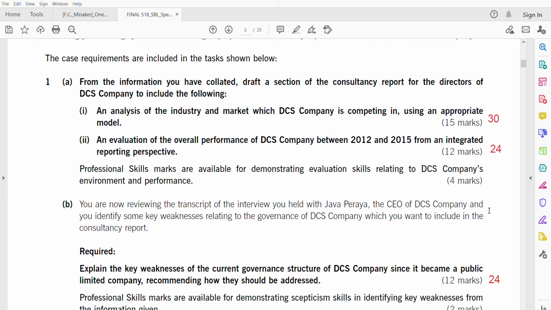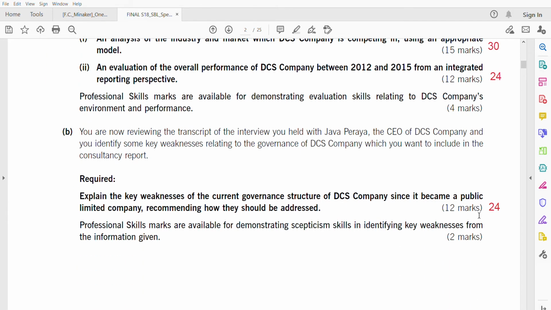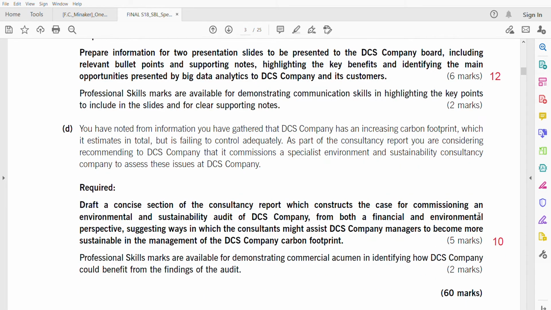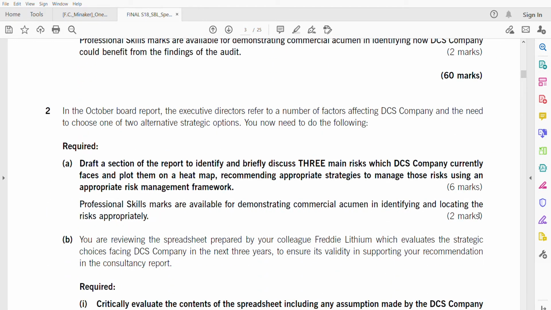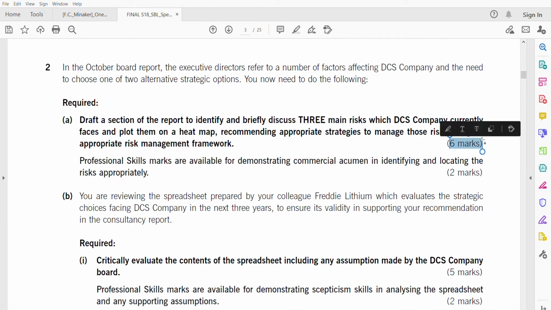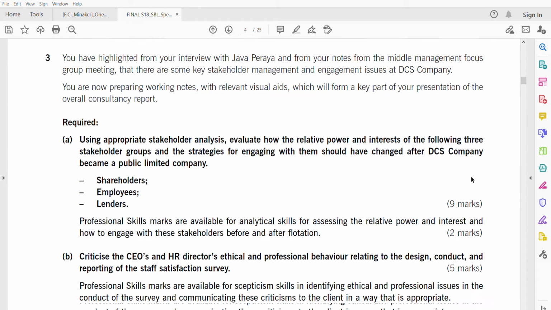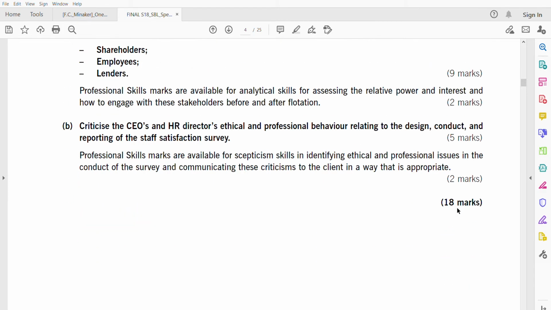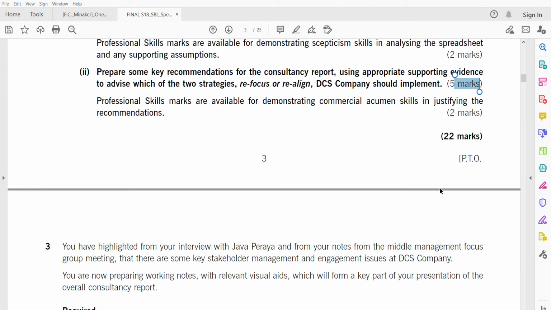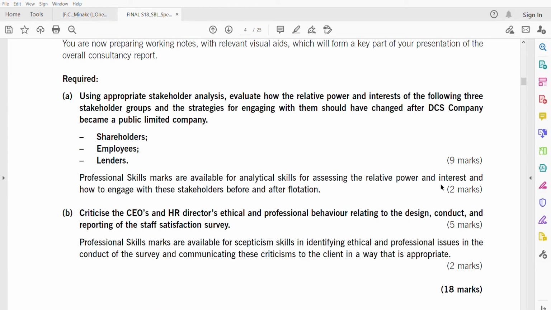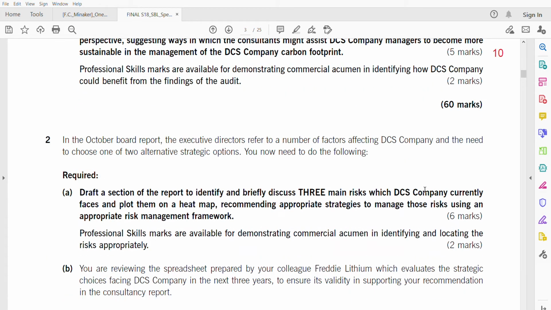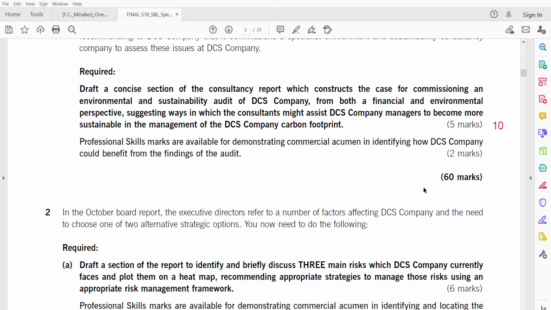And in this paper, if you see, I will just quickly go through requirement 1, 2 and 3. Most of the marks are in requirement 1. Just see 15 marks, 12 marks, 12 marks again, and then for C it is 6 marks and D it's 5 marks. But let's go to requirement 2. It is here. See, it's for 6 marks. Very less, 5 marks, again 5 marks. That's it. And for requirement 3 is just 9 marks and 5 marks. So can you see that requirement 2 is 22, requirement 3 is 18, and the majority marks, 60 marks, is for requirement 1.